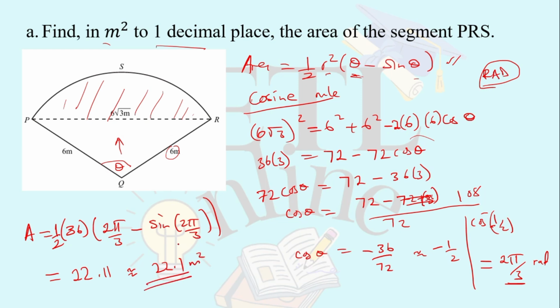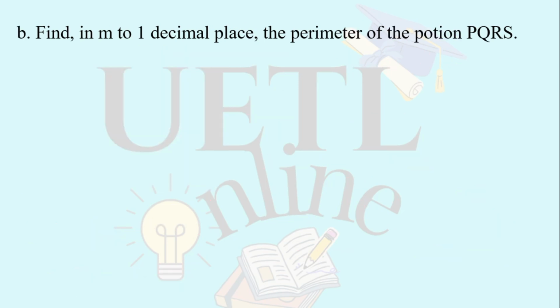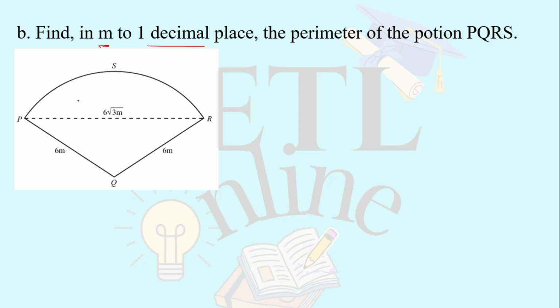So that was it for this question. Let's see how to solve the next one. Our next question is requiring us to find, in meters to one decimal place, the perimeter of the portion PQRS. So let's bring our shape here. We are supposed to find the perimeter of all this portion. The first thing we're going to do is substitute our angle. We've found that this angle is 2 pi over 3 radians. So now we just have to find the perimeter.